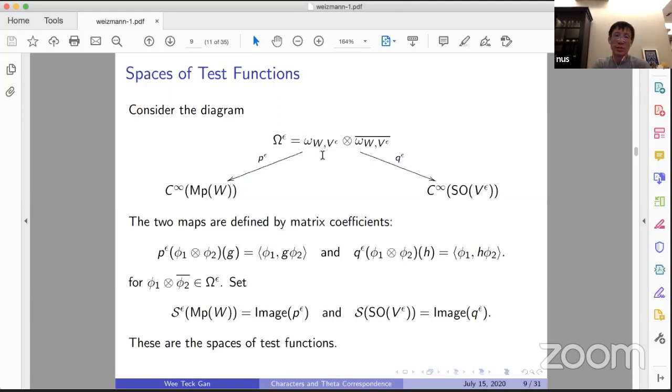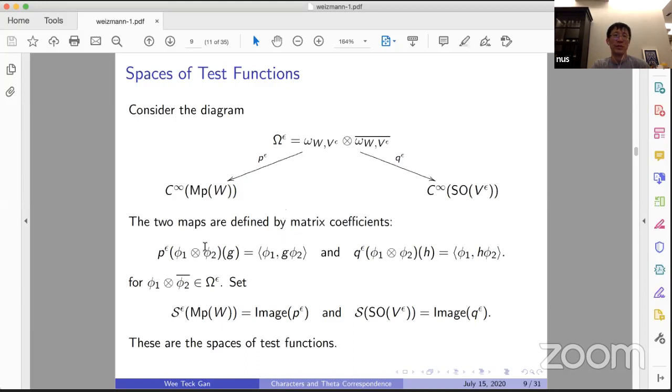I have my Weil representation. I tensor it with itself, essentially, or with its complex conjugate. I'm going to call this tensor product capital omega. And then I'm going to define two maps, P and Q, to smooth functions on MPW and smooth functions on SOV. And the maps are very easy. They're just matrix coefficients.